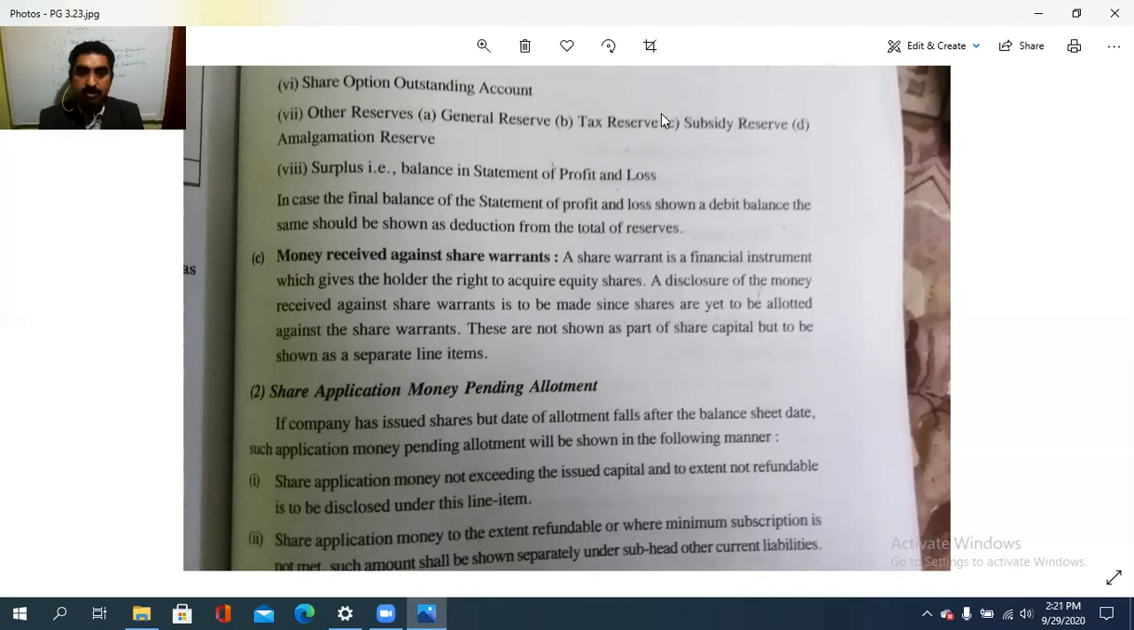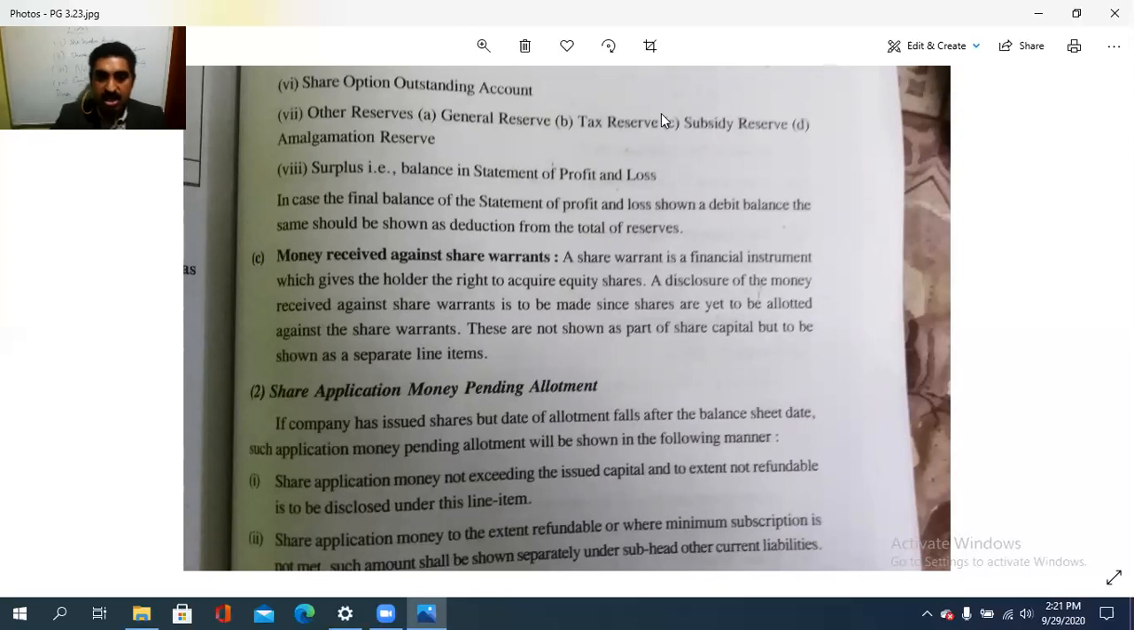So this is the first thing. What is that? Share capital includes share capital and also the reserves as well as the surplus. Then the second point is share application money pending allotment. If a company has issued the shares but date of allotment falls after the balance sheet date, such an application money pending allotment will be shown in the following manner.